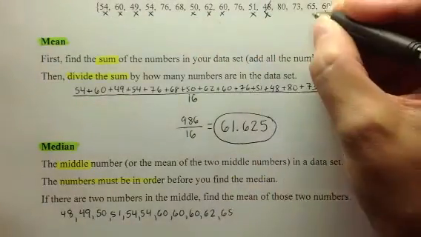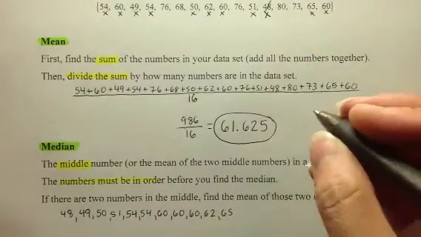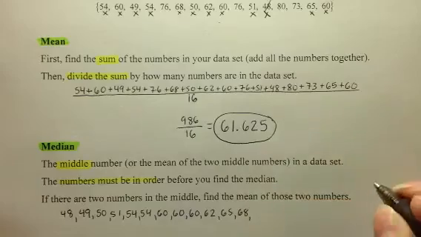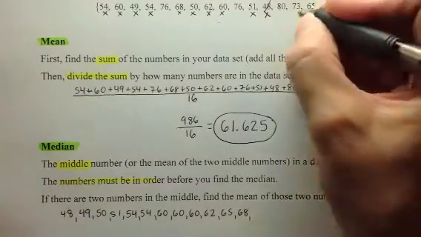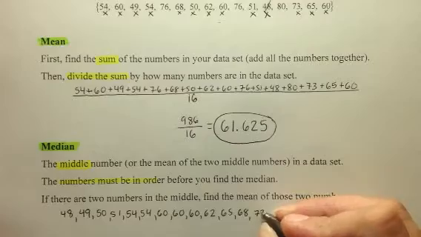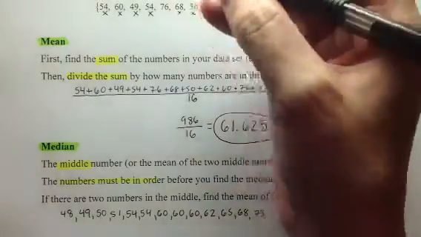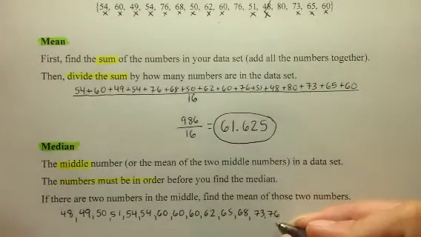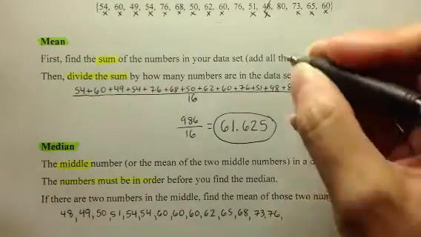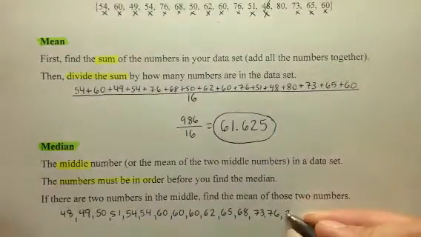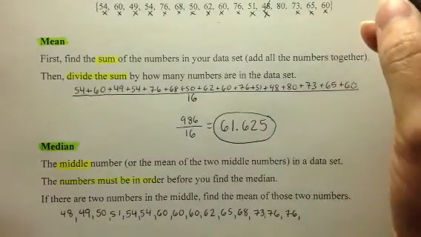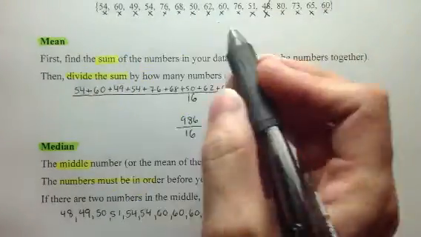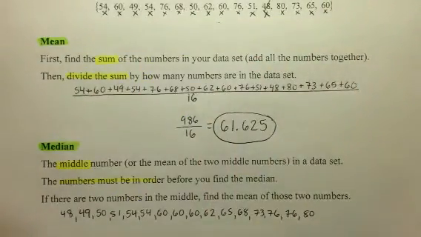65. 68. 73. 76. Another 76. And 80. Okay. And I marked them off because it's really easy to miss a number. You want to make sure you get them all.